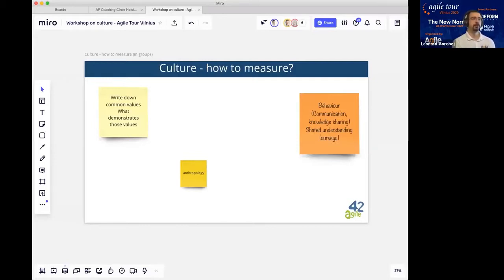And about shared understanding, we also thought that surveys can help to see how you understand the values which are written. Our team said they should be written, but you still need to measure whether people understand one or another word or phrase or sentence the same way. So this is our thought.